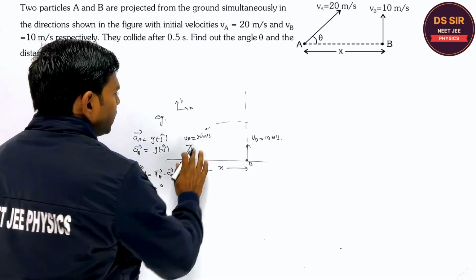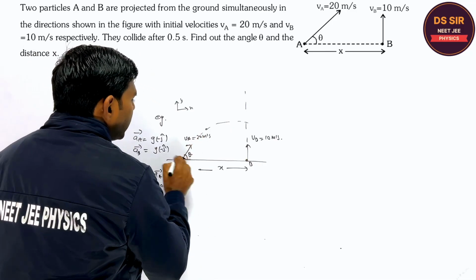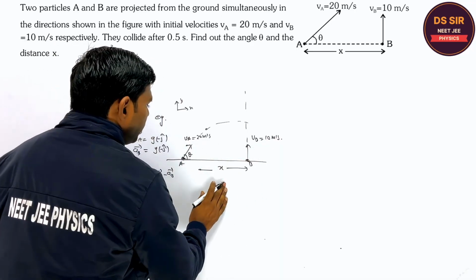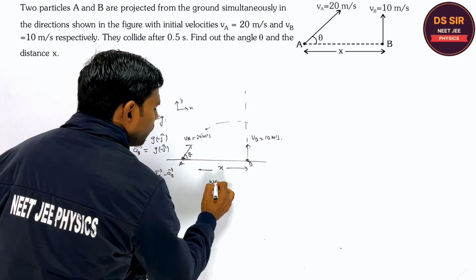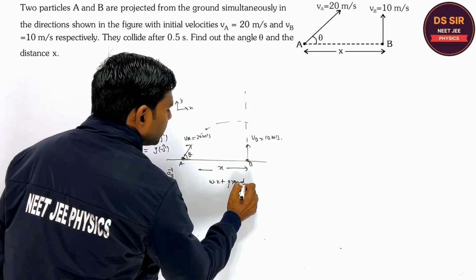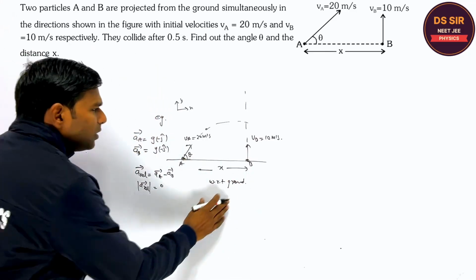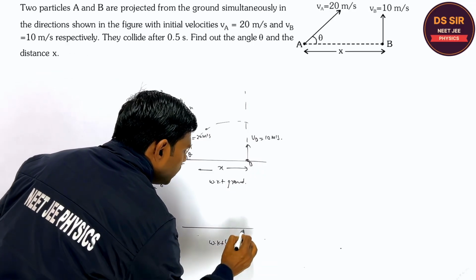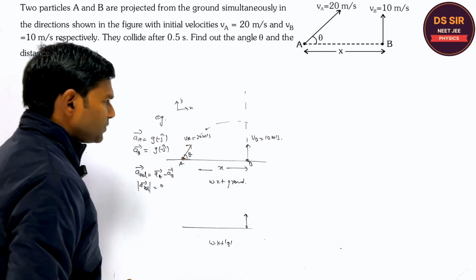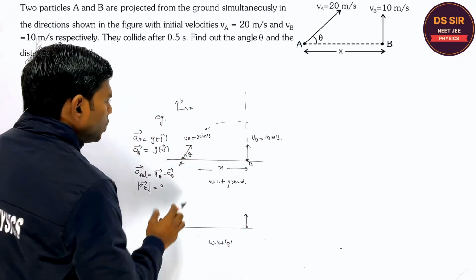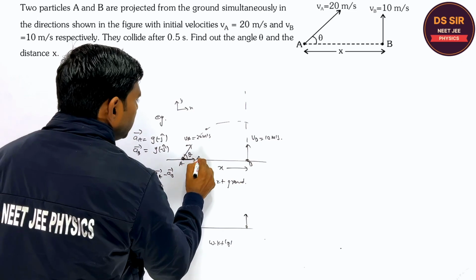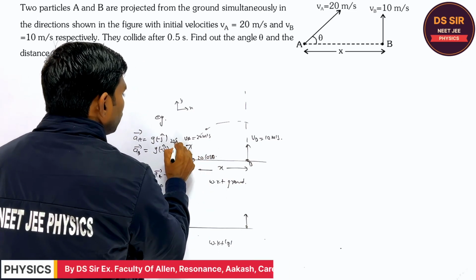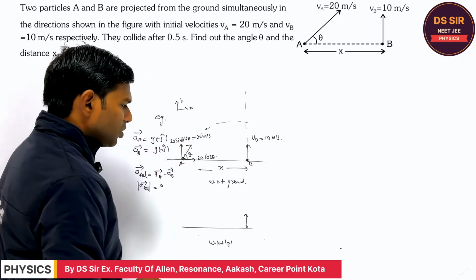Now see, you may sit on A or you may sit on B. It is better to sit on B. This is the figure with respect to the ground that you have made. All right. Now you can make the figure with respect to B. When you make the figure with respect to B, is it clear or not? So this component is what? Say 20 cos theta, and this component is what? Say 20 sin theta. Is it clear or not?